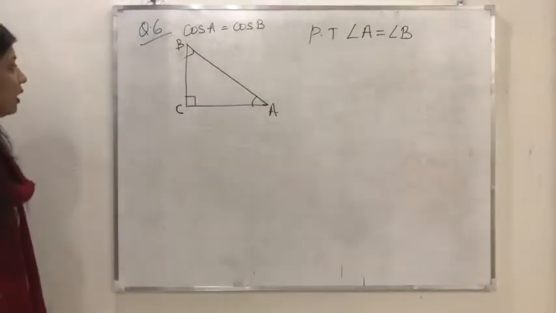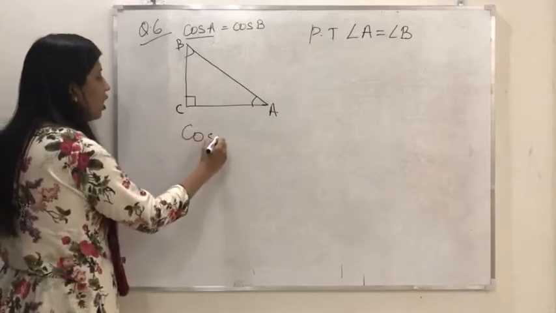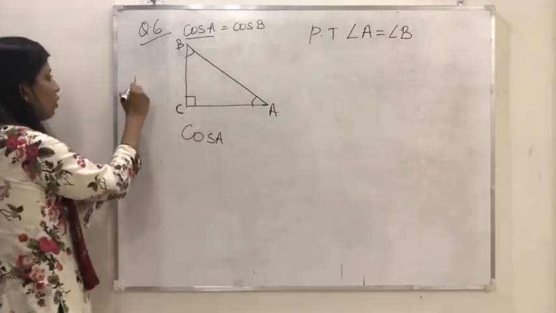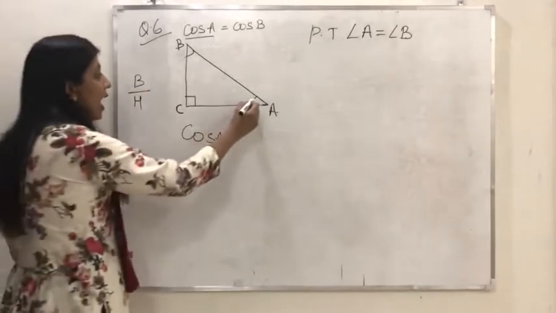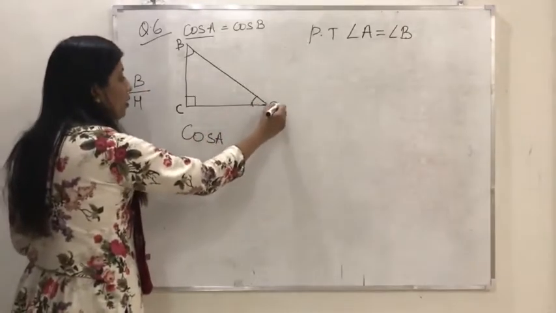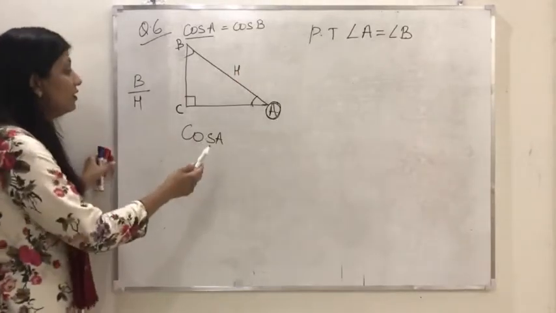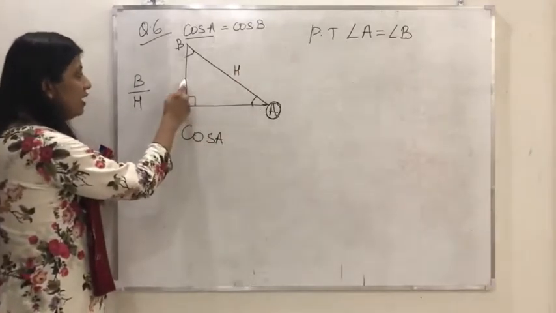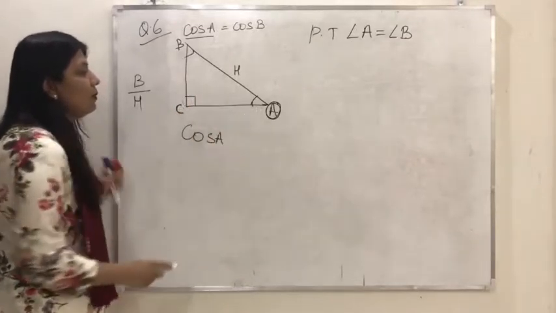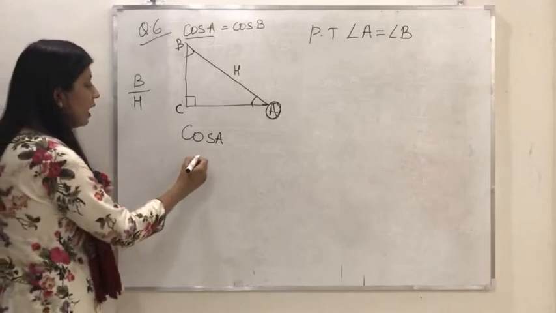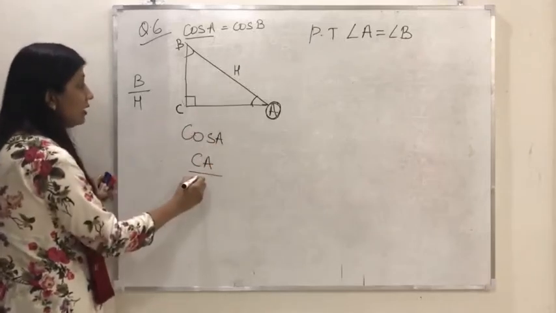Now, if I want to find cos A, what is cos A? I know that cos is base upon hypotenuse. So when I am talking about angle A, this will always be my hypotenuse. The side opposite to angle A is the perpendicular. So BC will be my perpendicular and CA will be my base. So cos A will be base, that is CA, upon hypotenuse, that is AB.